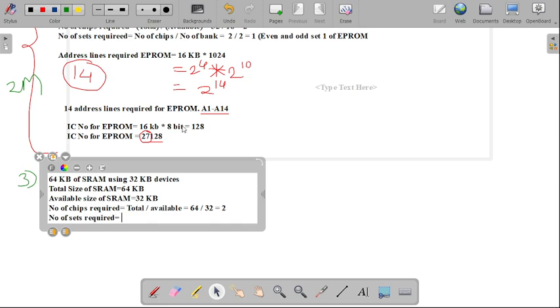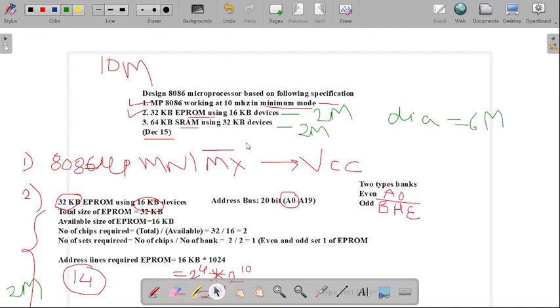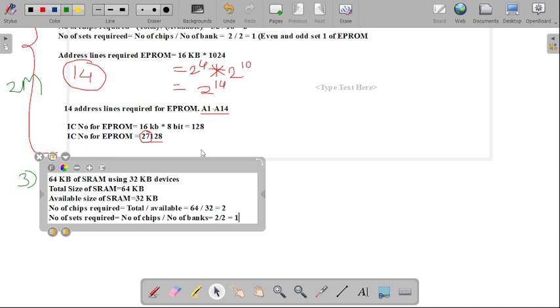So how can we find the number of sets? It is the number of chips that we got from our previous calculation divided by the number of banks. There are two types of banks. So 2 divided by 2, we get the answer 1. So based on this data, 1 set will be required for our even and odd set of our SRAM. So I am writing here: even and odd set 1 of our SRAM.